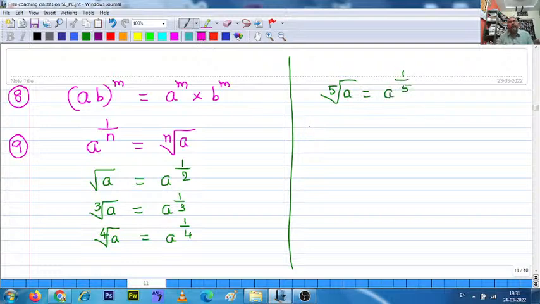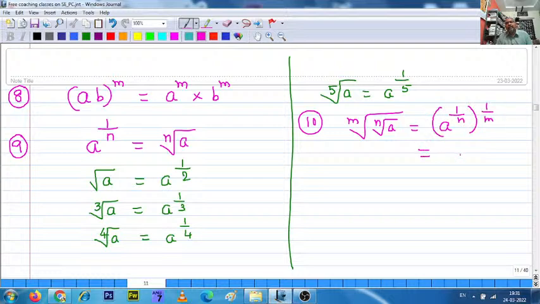One more property we need to discuss. For example, the mth root of the nth root of a. This we can write as (a^(1/n))^(1/m). So this is equal directly to a to the power of 1 upon mn, you can write it. A to the power of 1 upon mn.